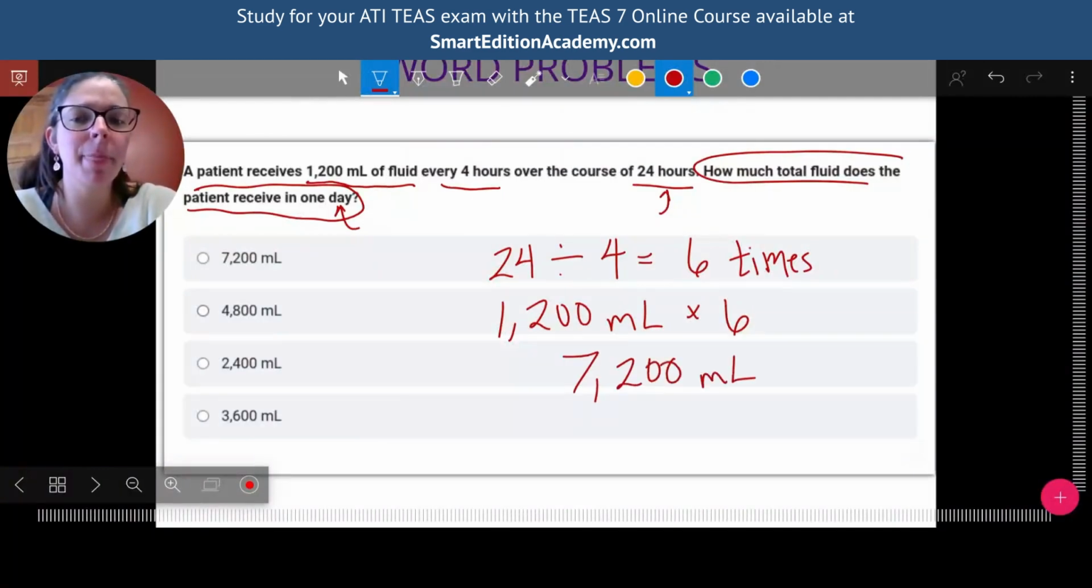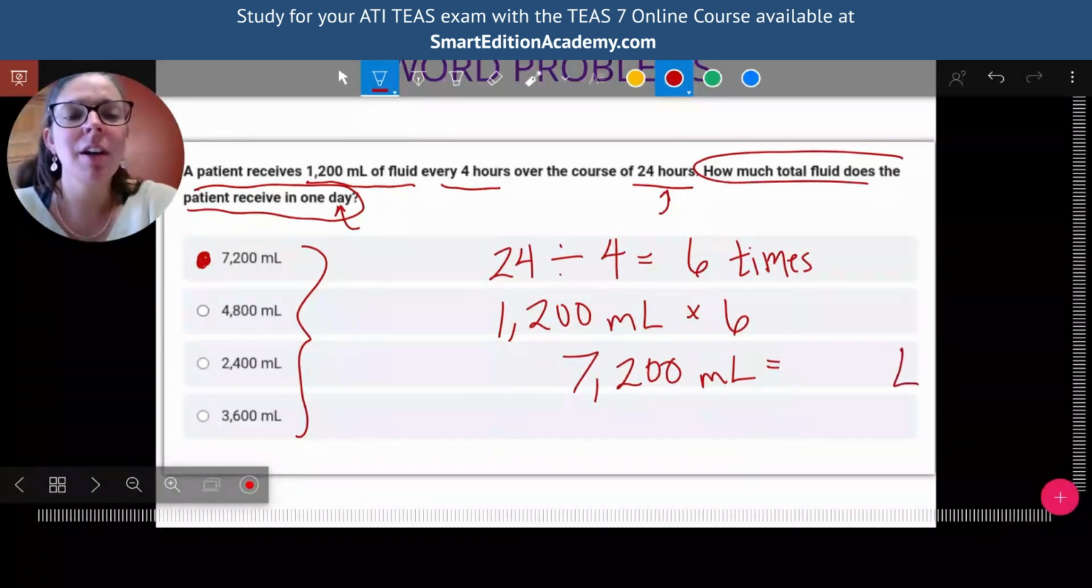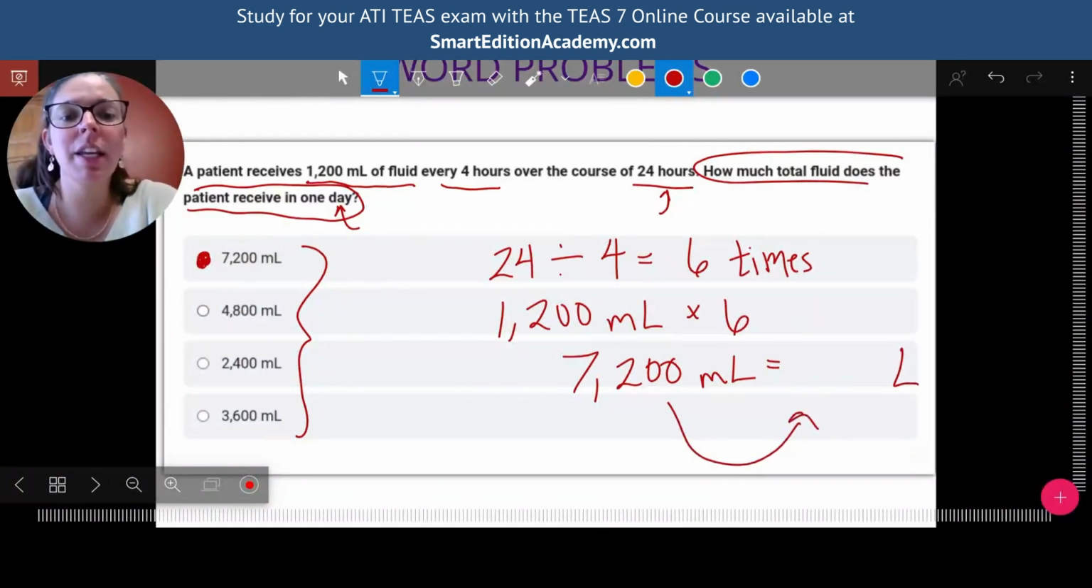7,200 milliliters. Okay, and I notice that all of my answers are in milliliters, which is nice. I don't have to do any conversions there. I'm just figuring out what the question is asking me. However, I do want to just practice this because they very well could have said, how many liters of fluid are they getting? So if we had gotten this as our answer, we could very easily figure out how much this is in liters by using our mnemonic, or in this case, you can also just divide by 1,000. And this is the same thing as 7.2 liters.